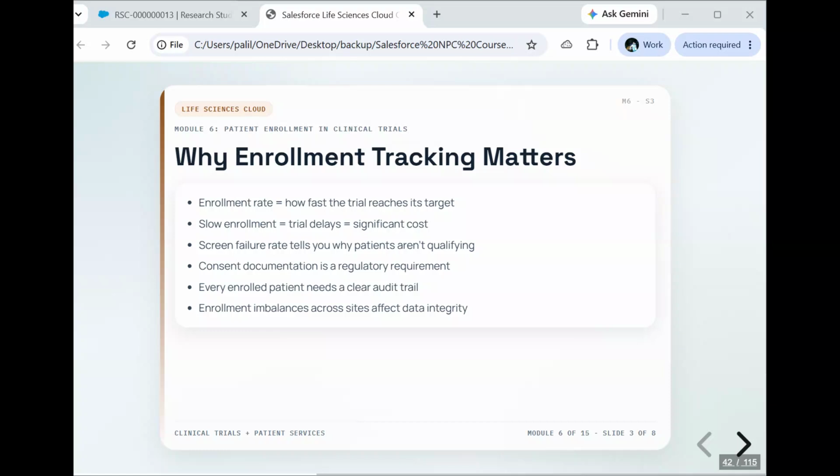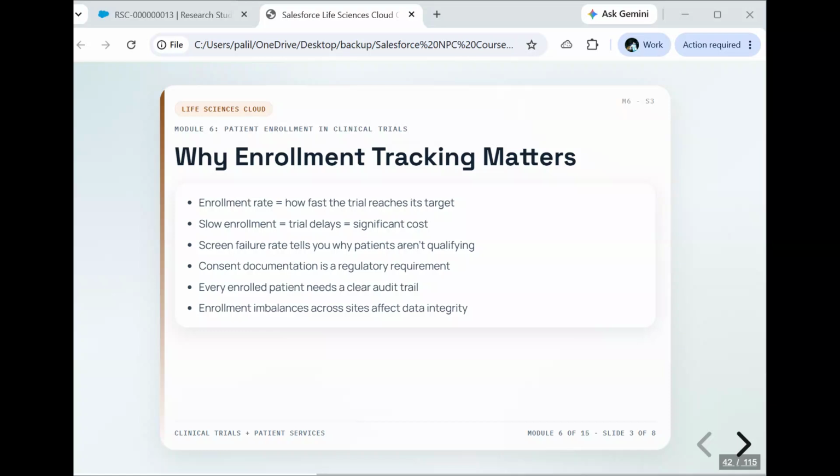Enrollment tracking matters for several reasons. Enrollment rates, how quickly sites are enrolling patients, directly determine the trial's overall timeline and cost. A trial that's enrolling slowly may need to add sites, extend timelines, or both. Screen failure rate, the proportion of screened patients who don't enroll, tells the clinical team whether there is a problem with how sites are identifying patients or whether the protocol's eligibility criteria are too restrictive.